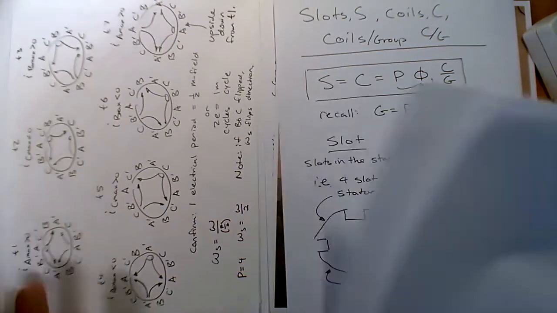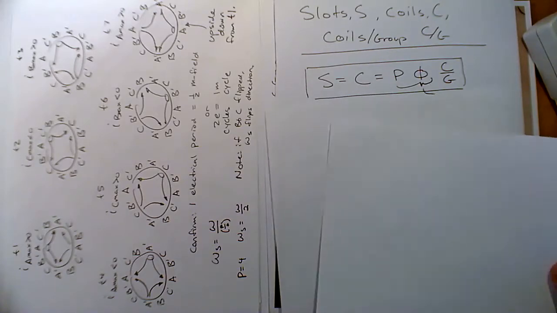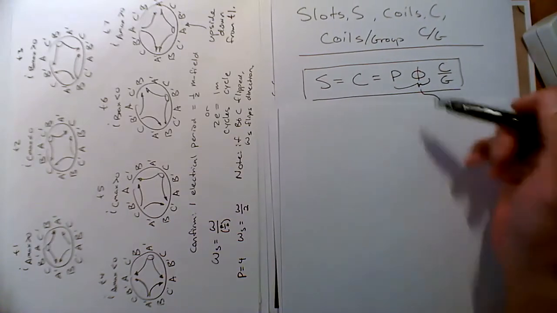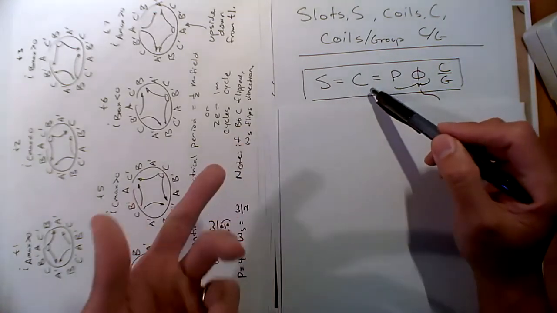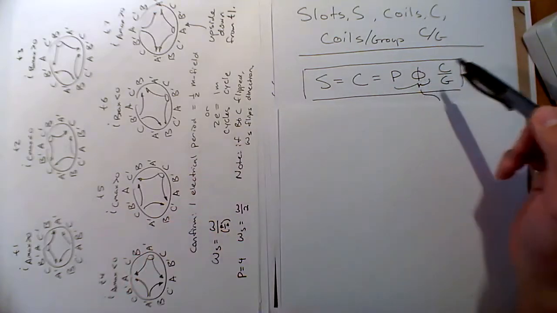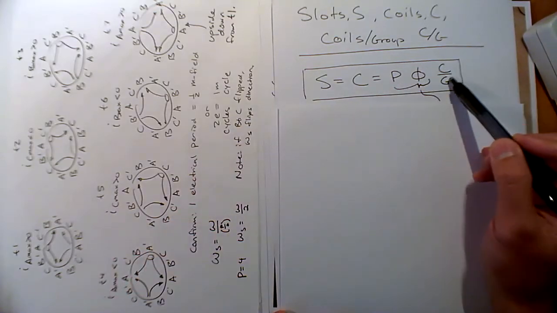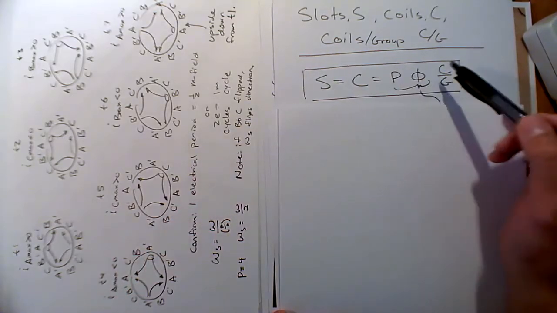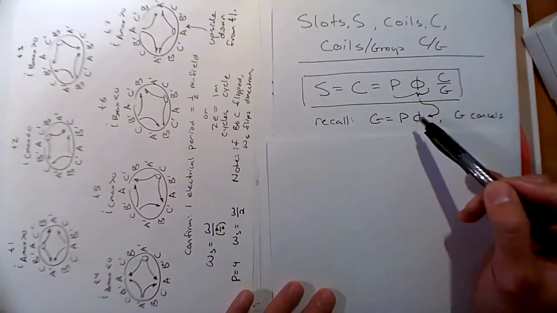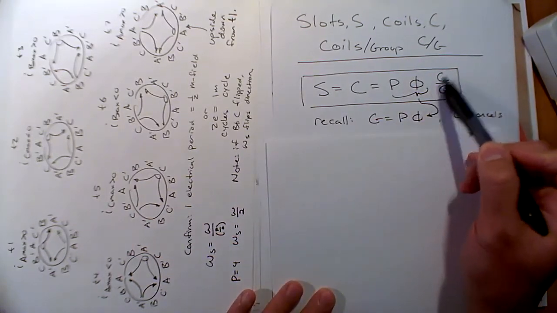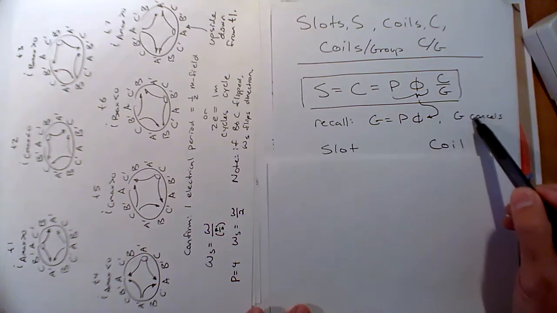Okay, so now let's look at the number of slots. So this is the equation. The number of slots is the same as the number of coils you have, right? Which is the same as the number of poles times phase times coils per group. And don't forget, poles times phase is groups. So this makes sense, right? If you take groups times coils per group, you get coils, right? So the G's cancel, makes sense.